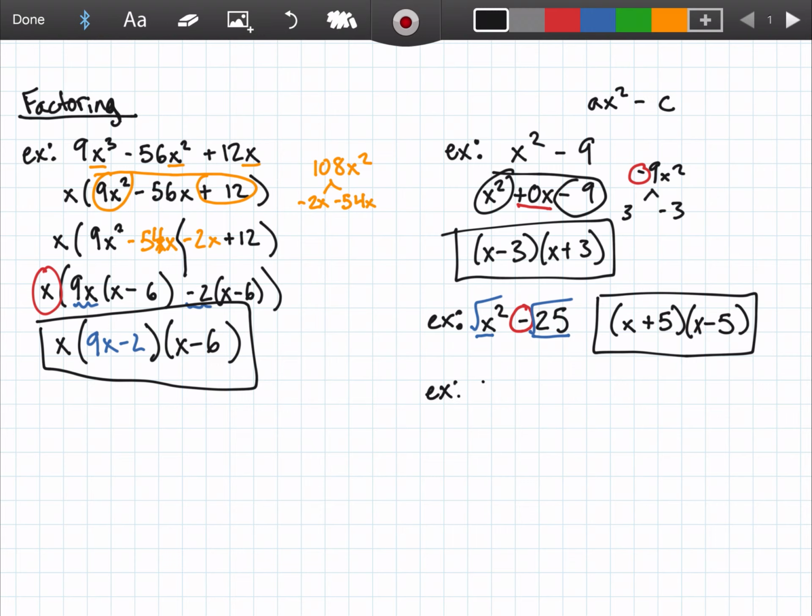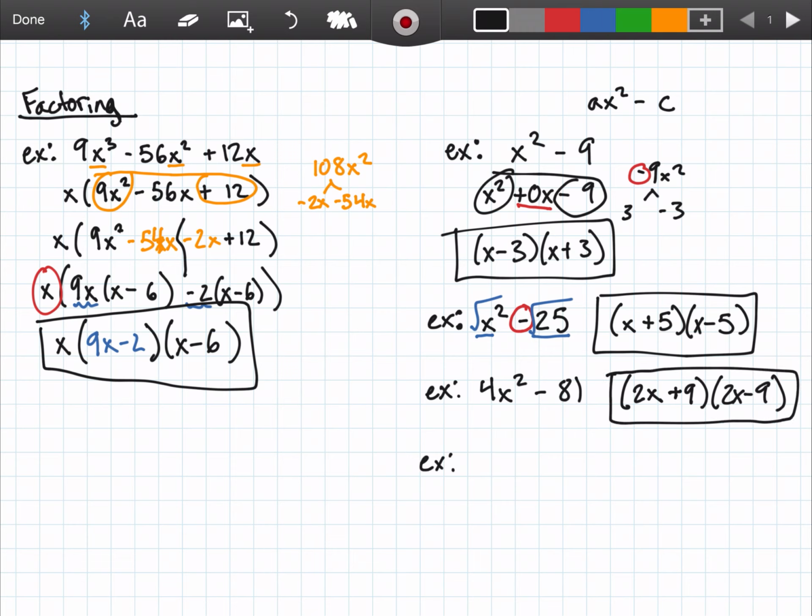So even if there's a coefficient there, 4x squared minus, I don't know, what do you want to minus to? 81. Oh, well, I see it's a difference. I see it's an ax squared minus c. Well, the square root of 4x squared is 2x, and 81 is 9. So 2x plus 9, 2x minus 9.